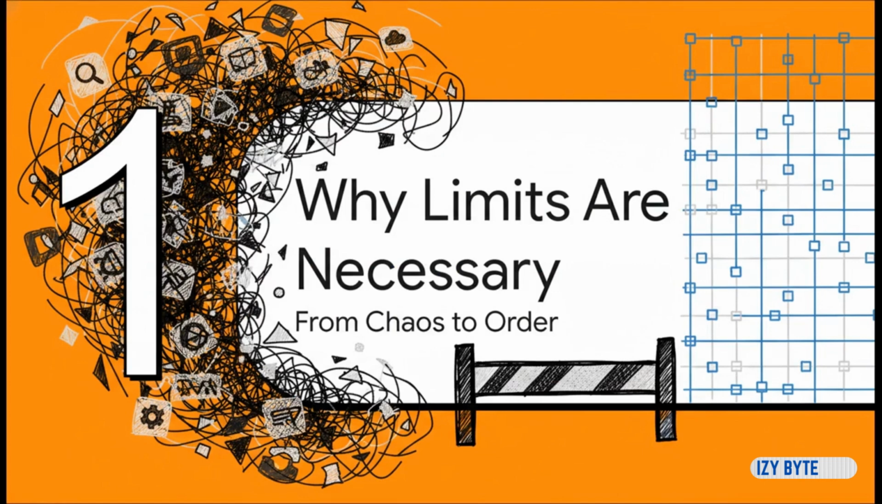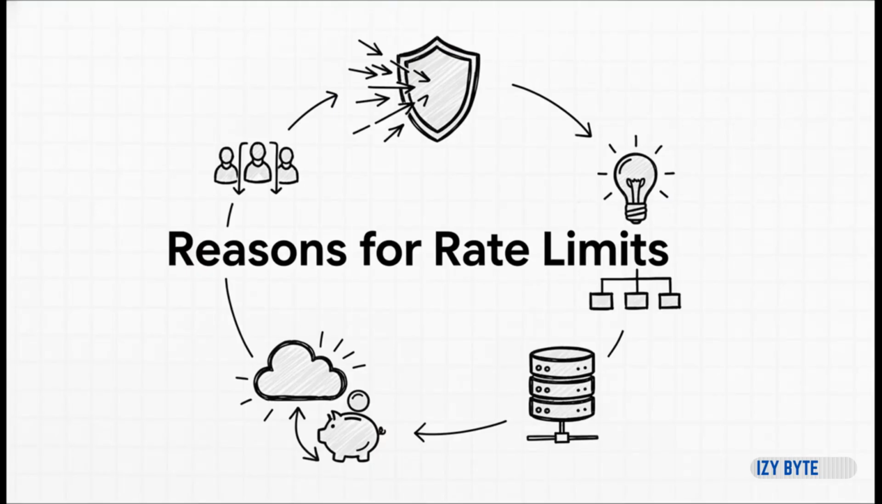So why even have these rules? I mean, why can't every app just request whatever it wants, whenever it wants? Well, because these limits are pretty much the only thing standing between a functional internet and complete digital chaos. And I mean, just look at all the reasons why. It's not just one thing.